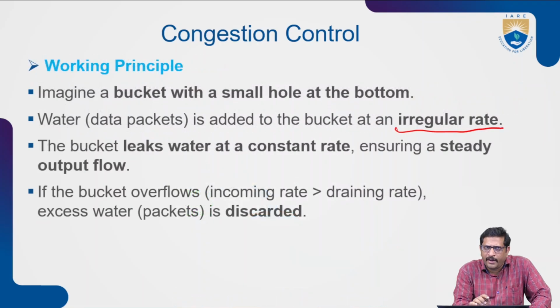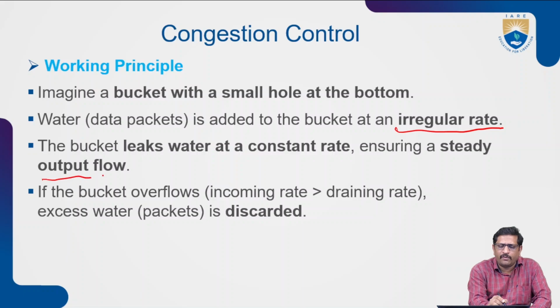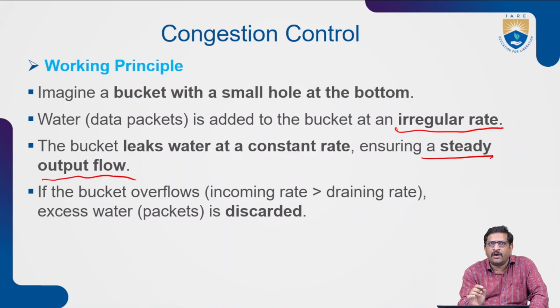Irregular rate. And the bucket leaks water at a constant rate. Constant rate means the data packets are sent with a fixed flow. In 2 seconds, 3 data packets are sent. In the next 2 seconds, the remaining 3 data packets are sent constantly with a fixed data rate, which ensures a steady output flow. The output flow will be in a very steady state.